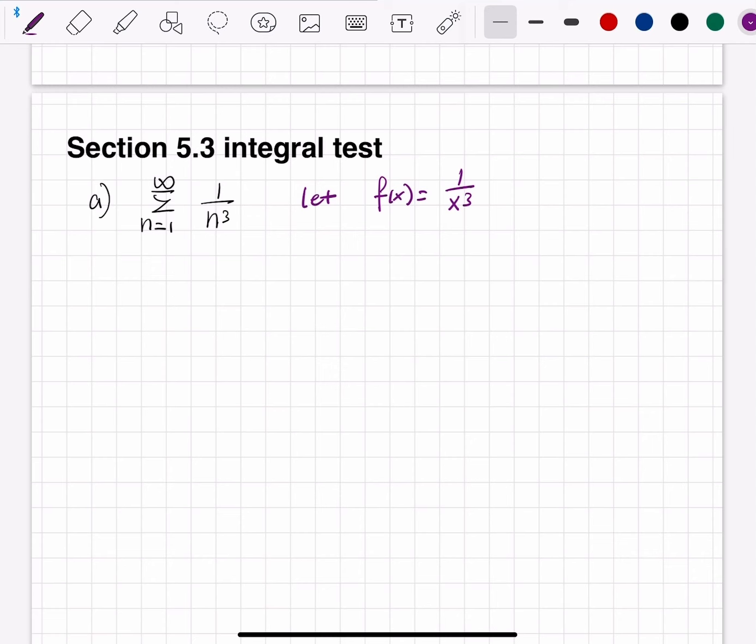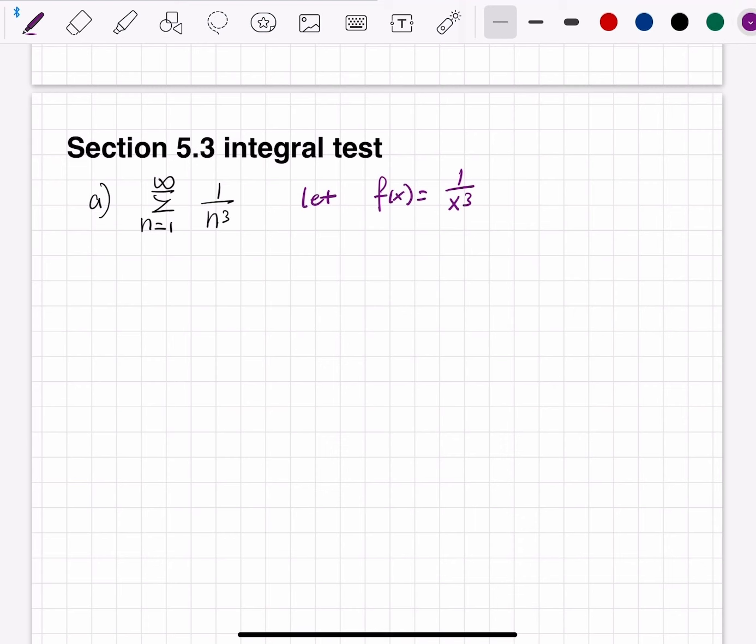We can see that this function, 1 over x cubed, is continuous. This is a rational function. It is decreasing because it is a fraction, 1 over x. The bigger the x, the smaller the overall value is. And also, f of n equals a_n, so it's pretty much the same. So this is the one we can use to find the integral.